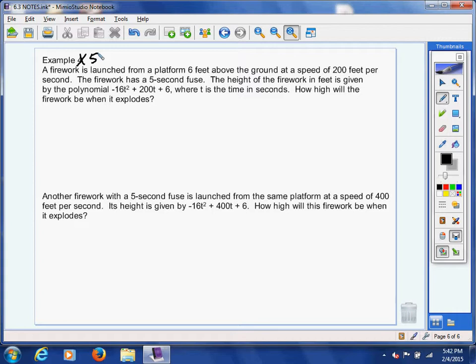We've been finding the degree of monomials, finding the degree of polynomials. We've classified. Now we're going to apply some knowledge here. So here's our situation. We've got a firework is launched from a platform 6 feet above the ground at a speed of 200 feet per second. The firework has a 5-second fuse.